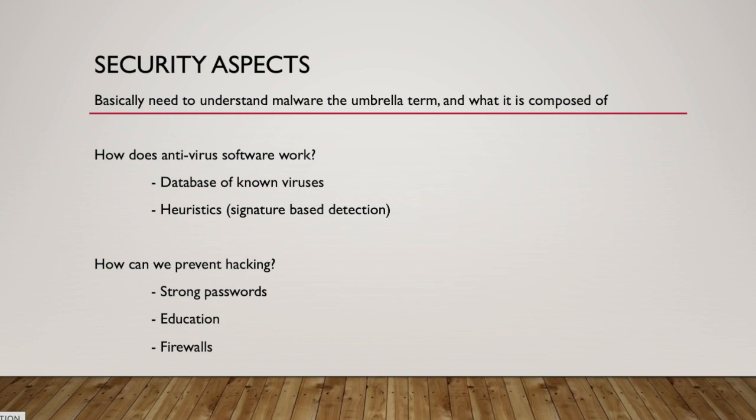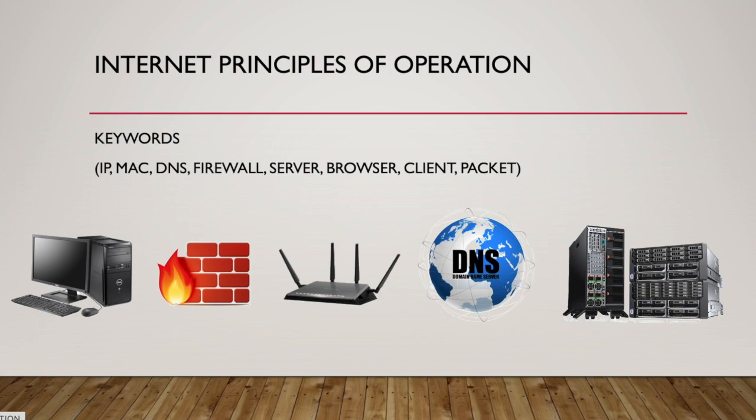Next, we have a little bit of a tricky one. We've got internet principles of operation. What this includes is basically how data is transmitted over the internet. And in there, we need to understand all of these keywords: IP, MAC, DNS, firewall, server, browser, client, and packet. You need to know what each of those is and be able to put them into an order, into a sort of narrative.